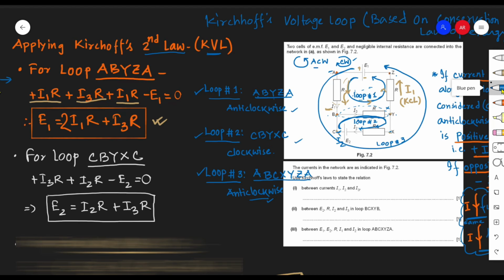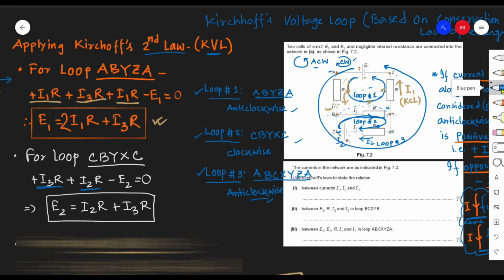Look at similarly the second loop, CBYXC. So I started drawing the loop as CBYXC. Sorry. So here again you see the loop I considered and the current being flown, are they in the same direction? So this current I3 is flowing through this R along this junction BY, and this is the direction of the loop because the loop has been considered clockwise here. So it is positive PD, positive I3R.